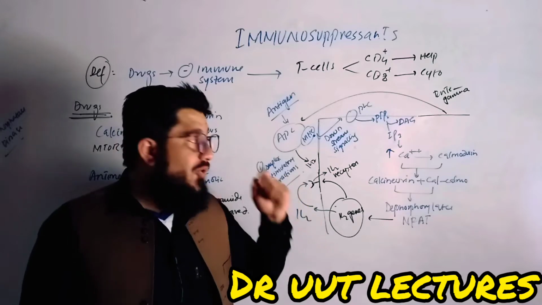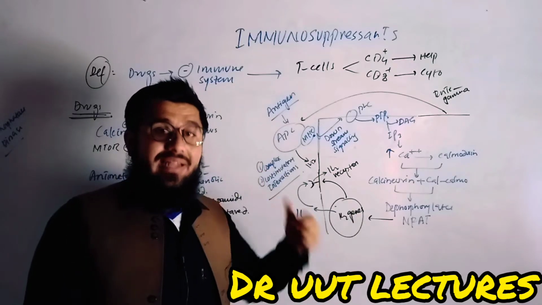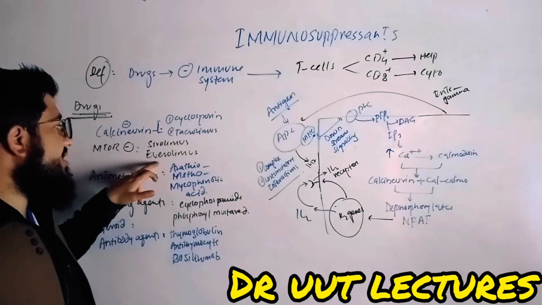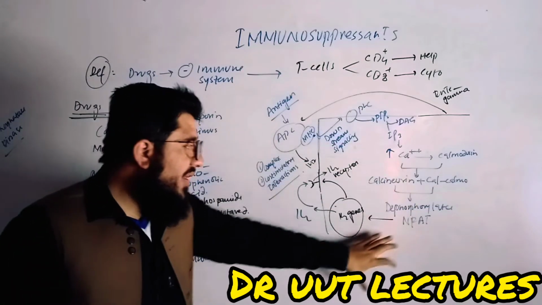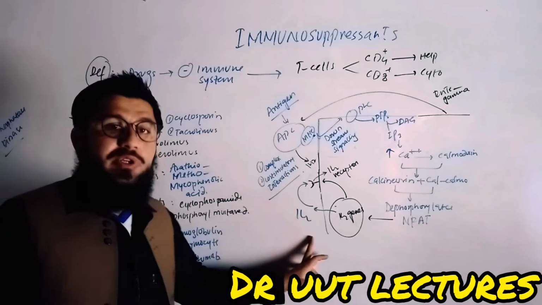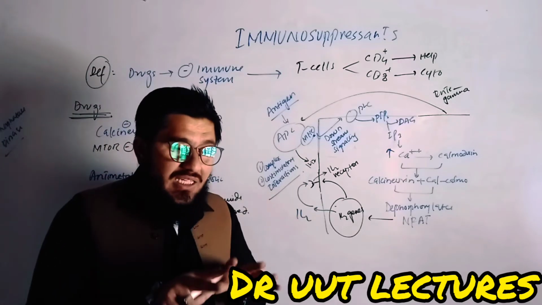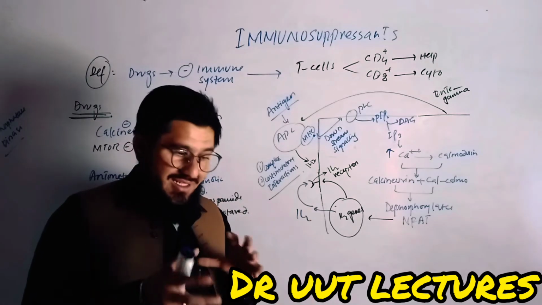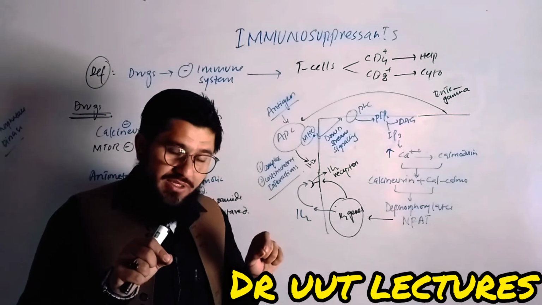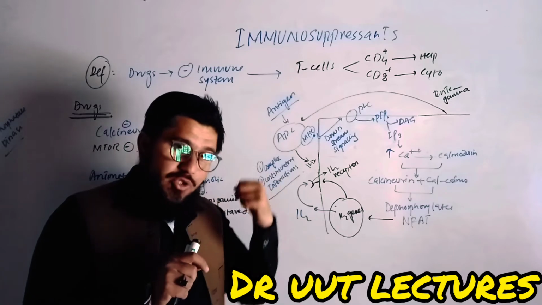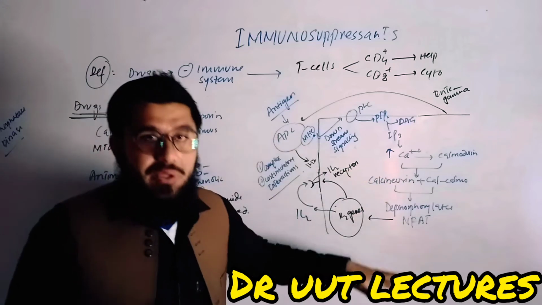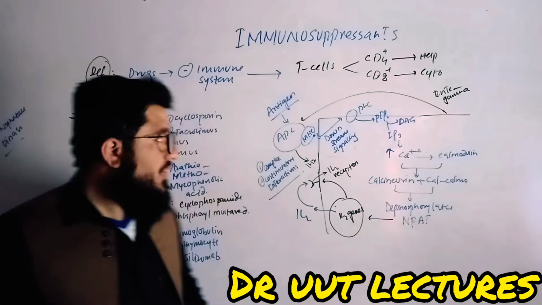And again, if we inhibit calcineurin or a kinase like mTOR by means of these drugs, cyclosporin, tacrolimus, sirolimus, everolimus, what will happen at the end? Again, interleukins are not produced. You can say, in short, cell proliferation is going to be halted. To say this statement in simple words, these drugs are causing T cell inactivation. T cells will become inactive.